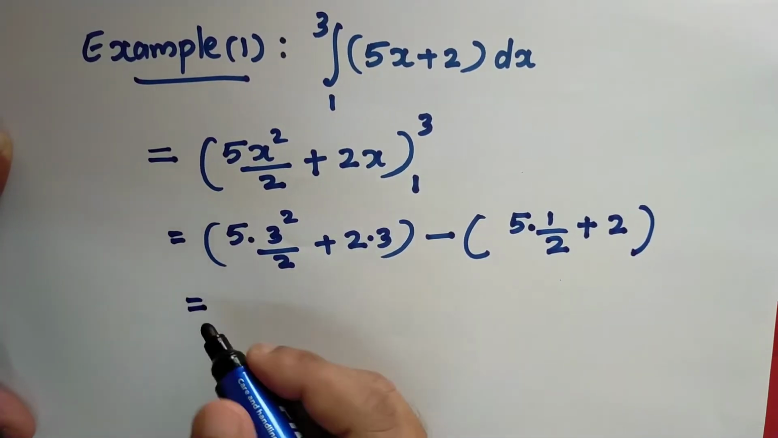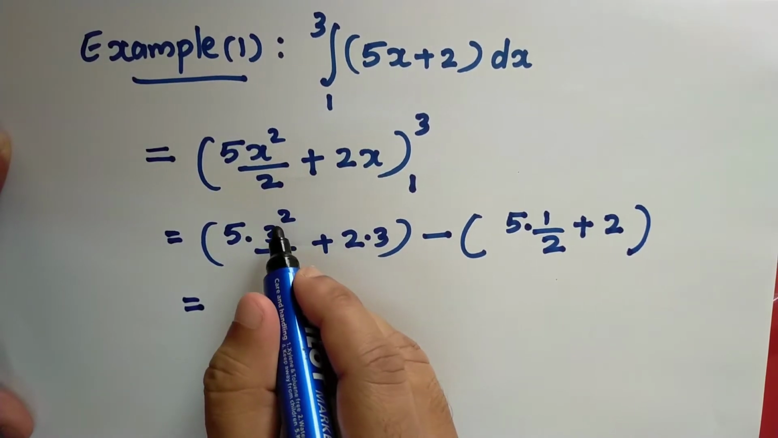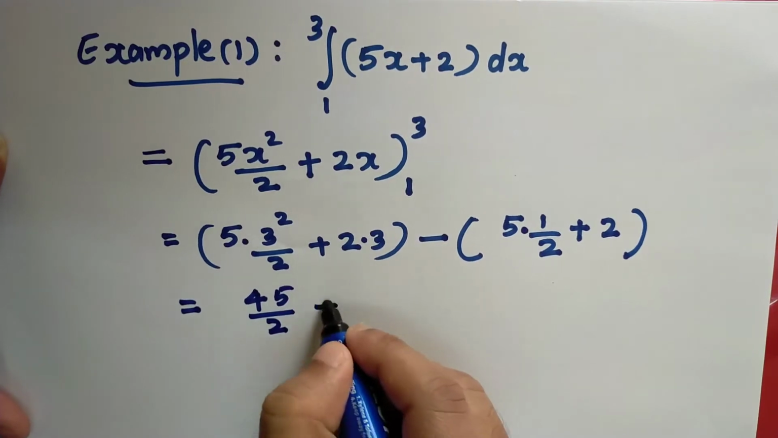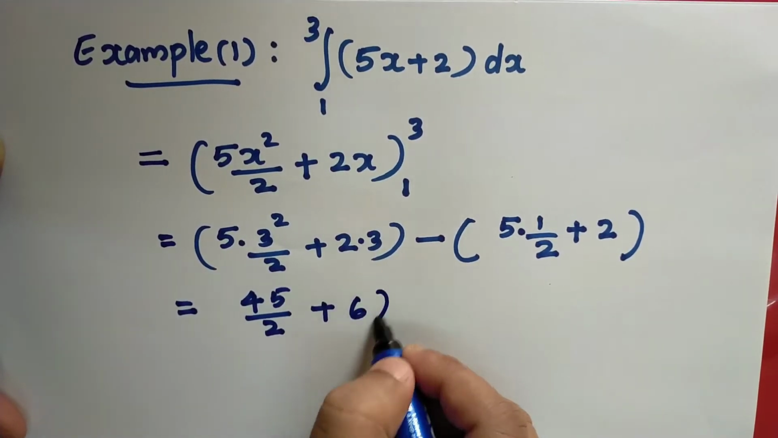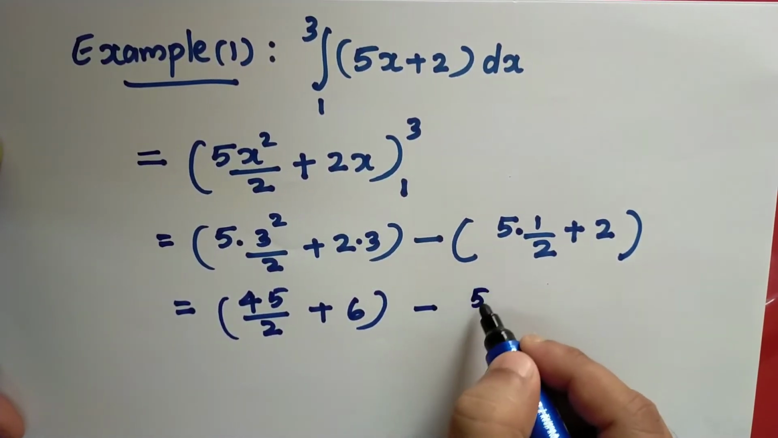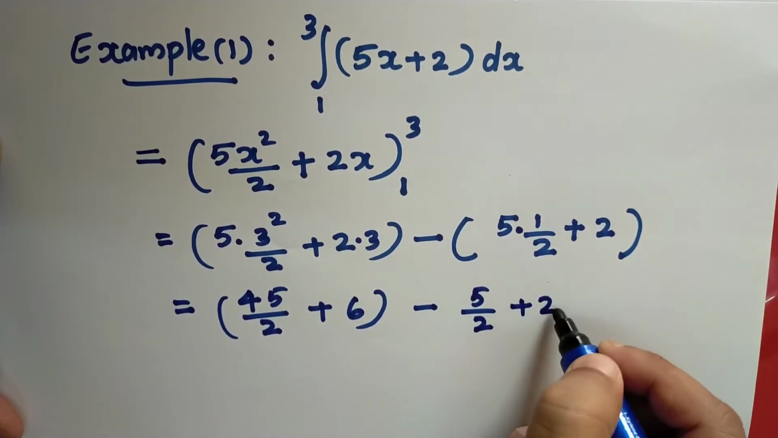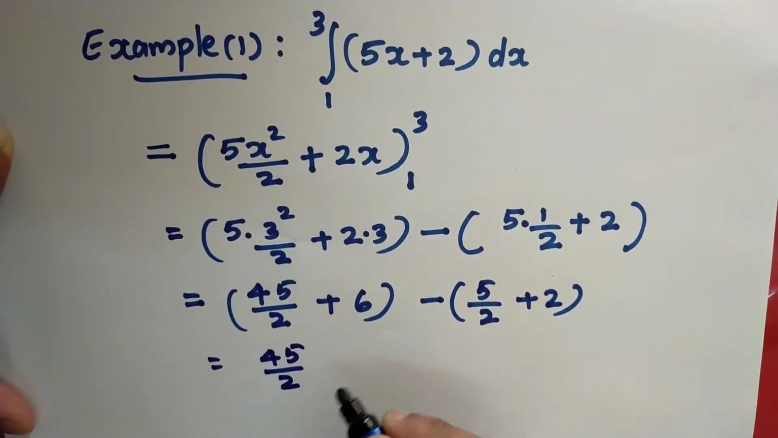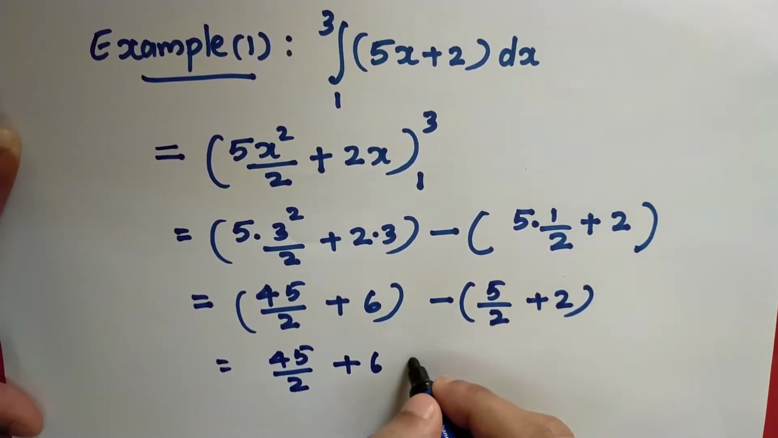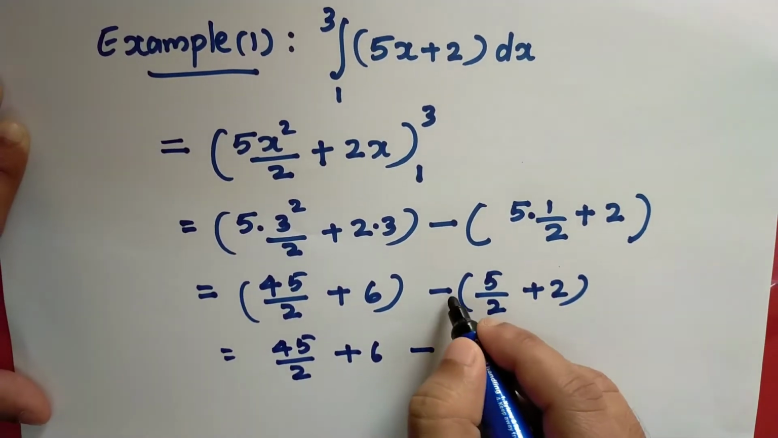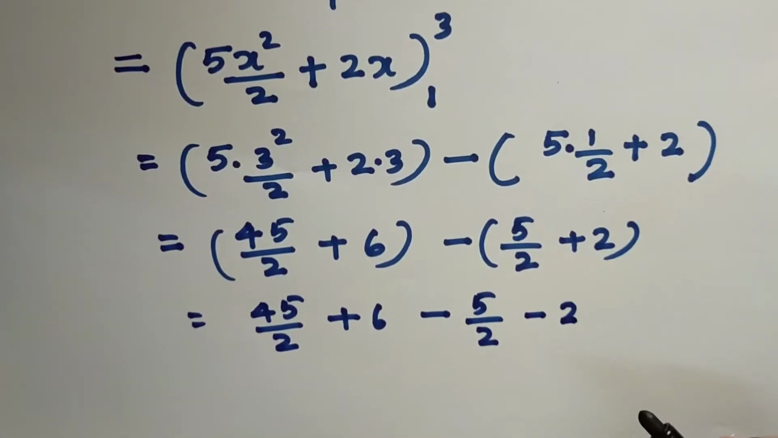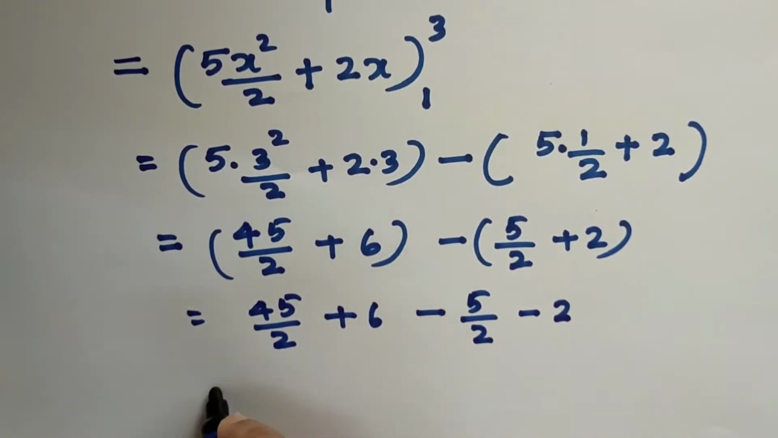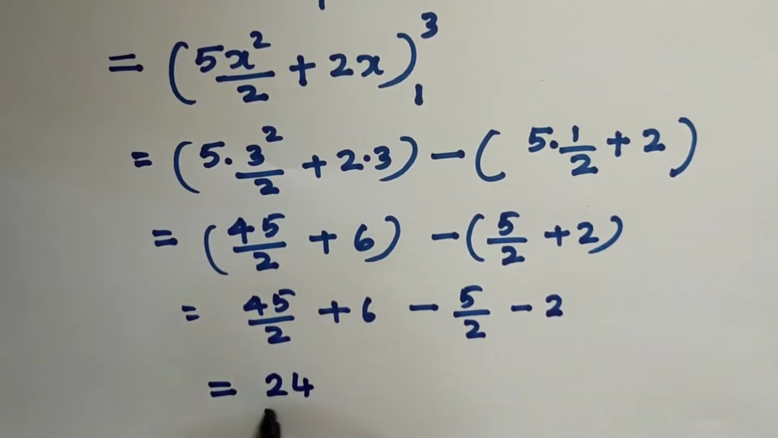So this is equal to 3 power 2 is 9, multiply 5 is 45 by 2, plus 2 multiply 3 is 6, minus 5 by 2 plus 2. That is equal to 45 by 2 plus 6 minus 5 by 2 minus 2. By using calculator, very easily you can see that this is equal to 24.